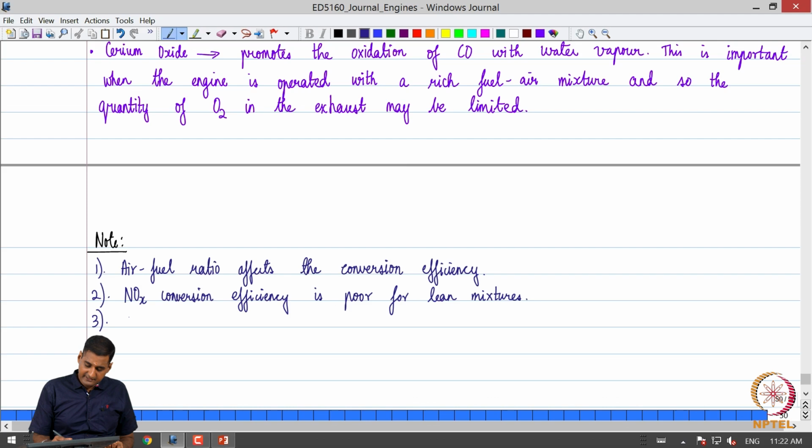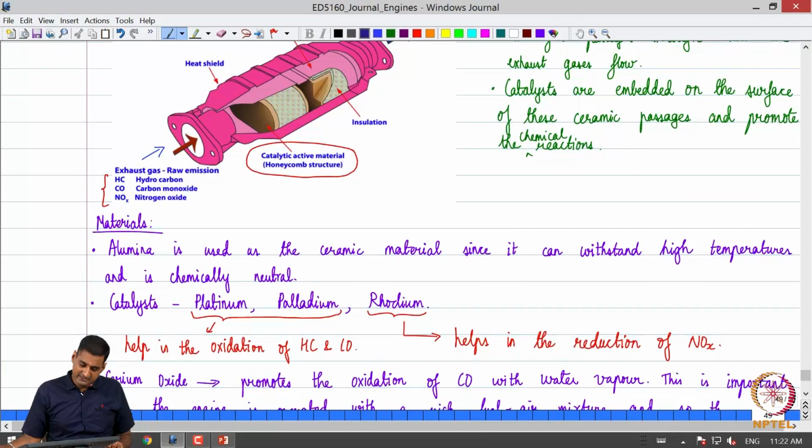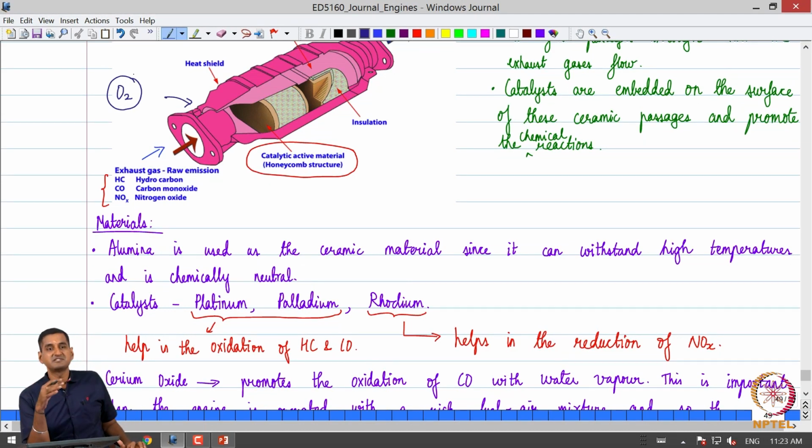Okay. And there is something called a lambda sensor. In this catalytic converter, typically at its upstream, what is called a lambda sensor is used to measure the oxygen content available in the exhaust. That is also fed back as a measurement to the engine control unit, which then takes it as one of the inputs to adjust the air fuel ratio when the engine is in operation.